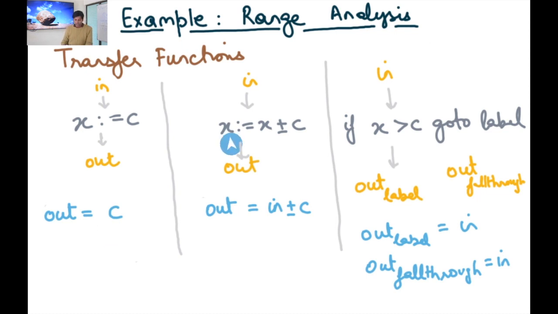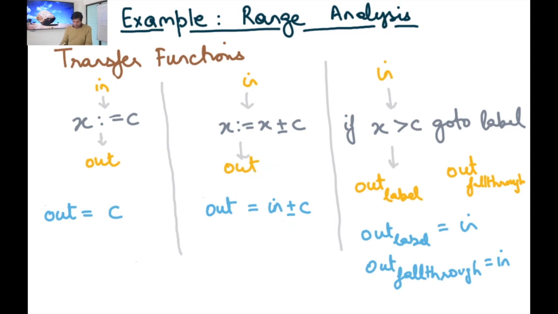Similarly, if I'm doing some arithmetic on x, such as x := x ± c, and in is the value flowing in, then out is just in ± c. So for example, if in was 2, then out is 2 ± c. If this instruction was x := x + 1, and in was 2, then out is 3. That's what this means.